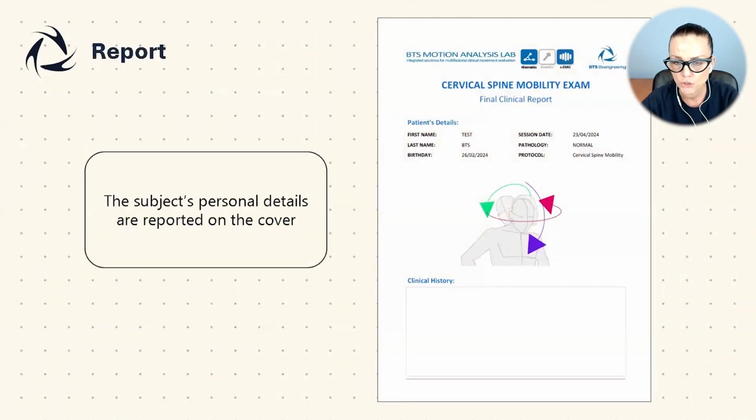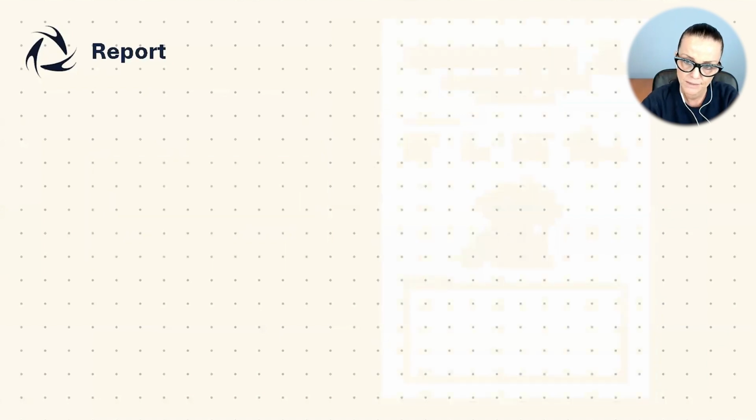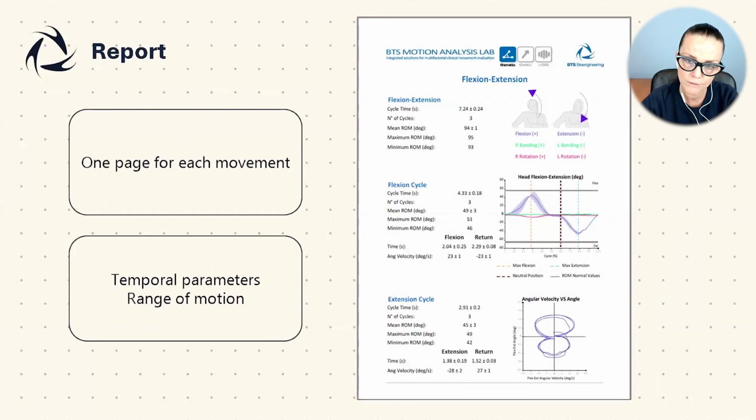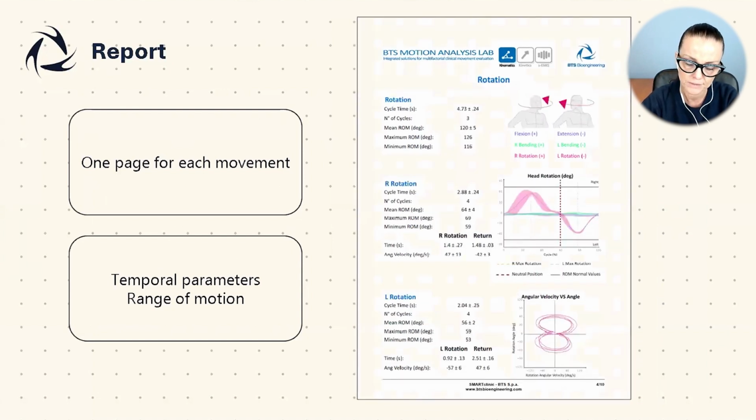In the first page, we find, of course, the patient details, and the next three pages are related to the three different movements, one page for each movement. The layout of the page is very similar, and all the information reported are the same for all the three movements.